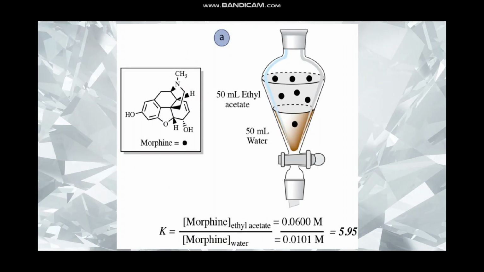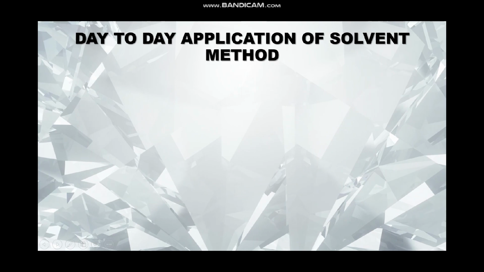This can be described in the following picture. Morphine is represented as the black dots, and above is the solvent ethyl acetate and below is the solvent water. So we can see from this that morphine is highly present in ethyl acetate rather than in water. That's why we have a value of 5.95, which is greater than 1. So from this we can infer that morphine is highly soluble in ethyl acetate rather than in water. So how do we apply this in our day-to-day life?